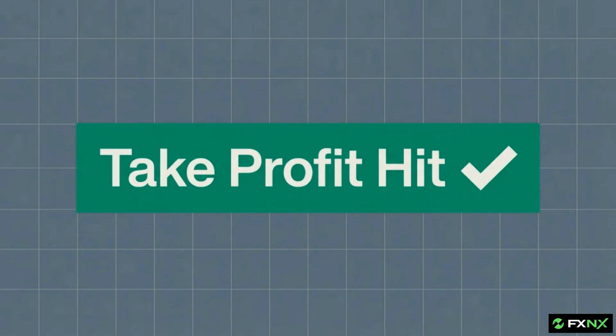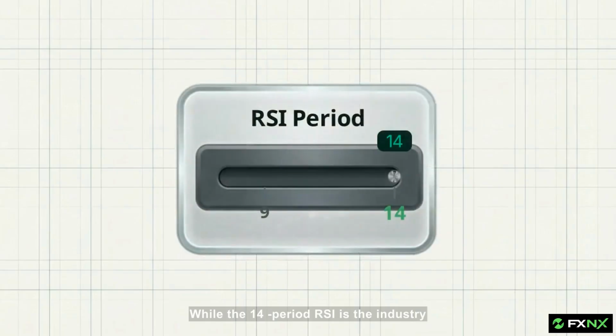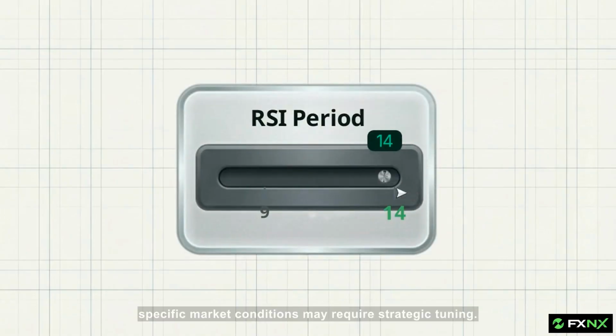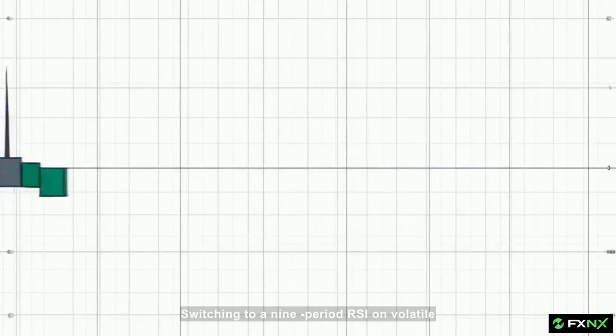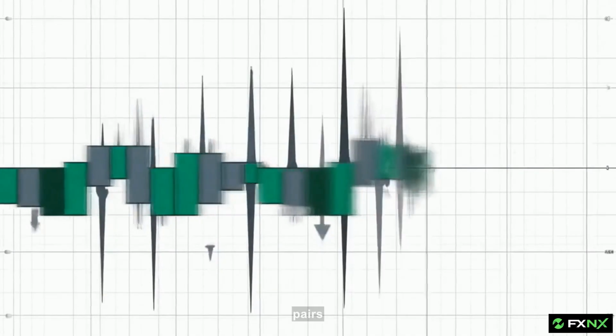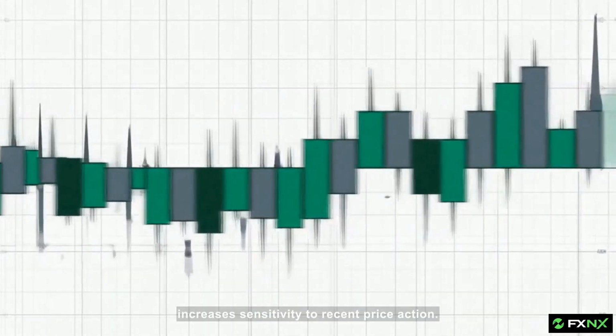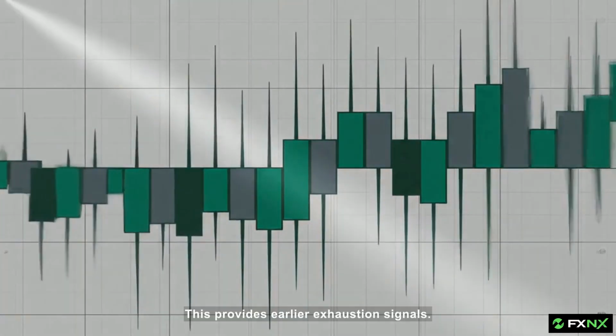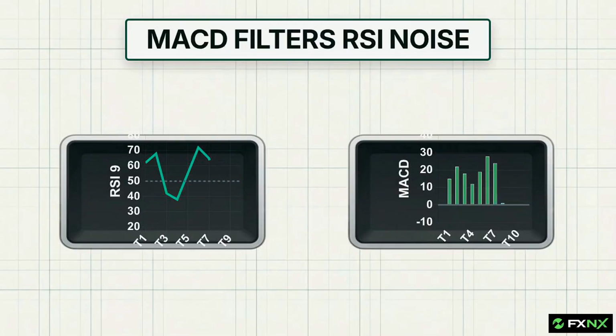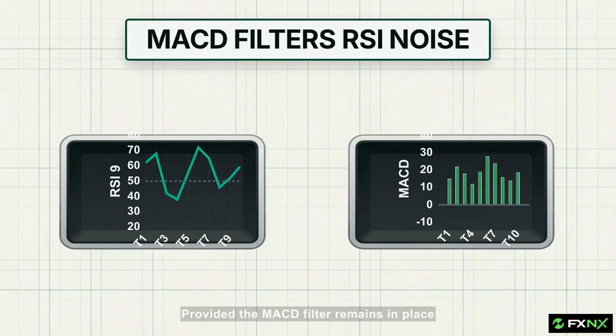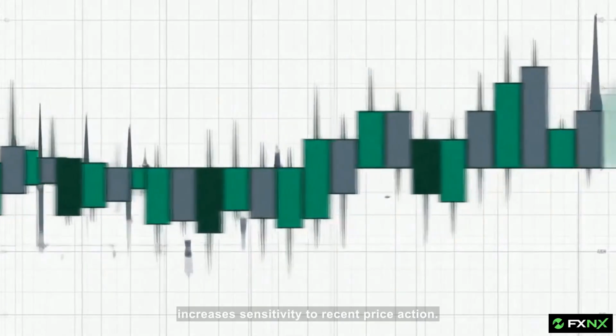While the 14-period RSI is the industry standard, specific market conditions may require strategic tuning. Switching to a 9-period RSI on volatile pairs like gold or GBP-JPY increases sensitivity to recent price action. This provides earlier exhaustion signals, provided the MACD filter remains in place to manage the increased noise.